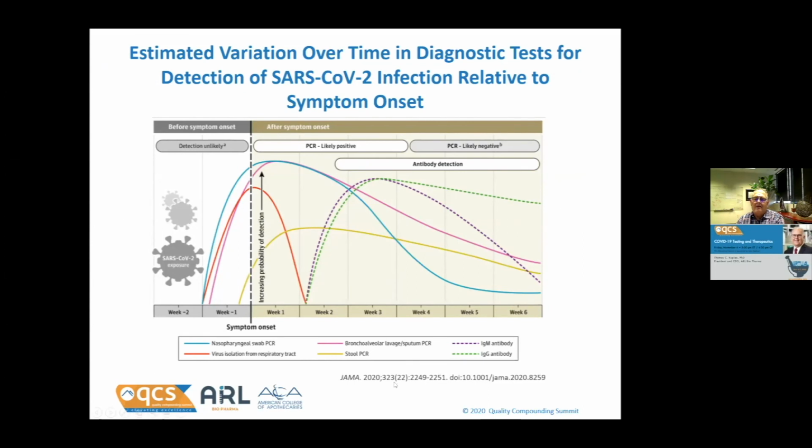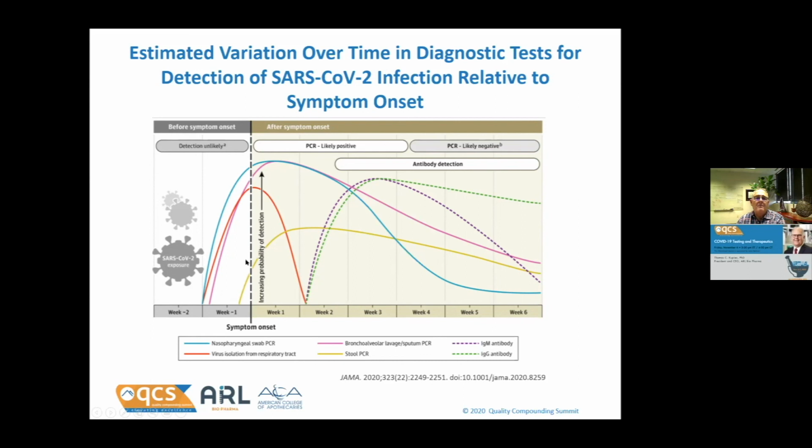This slide I thought was also a good slide. We're looking at the estimated variation over time in the diagnostic test of the SARS-CoV infection relative to the symptom onset. So, I think it's nice to show a picture that shows 1,000 words. Basically, you can see the symptoms here. This is even before the symptoms start. The SARS-CoV virus is present.